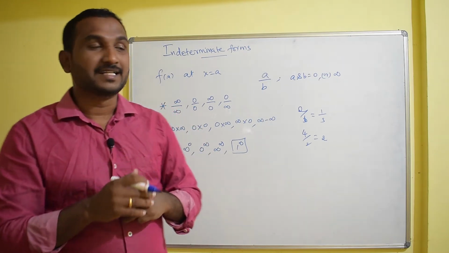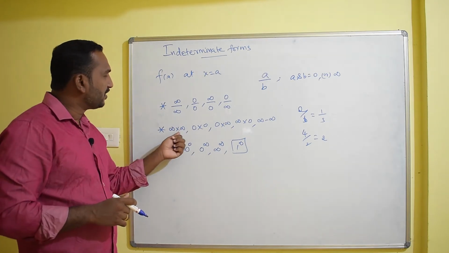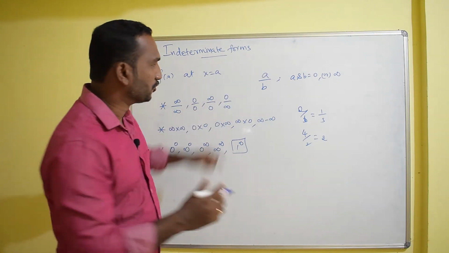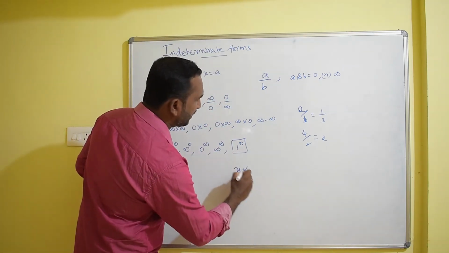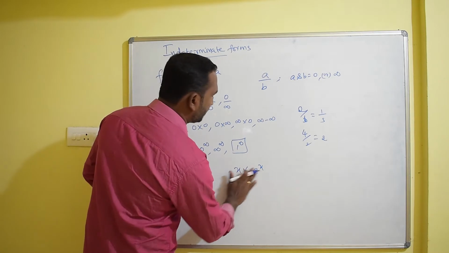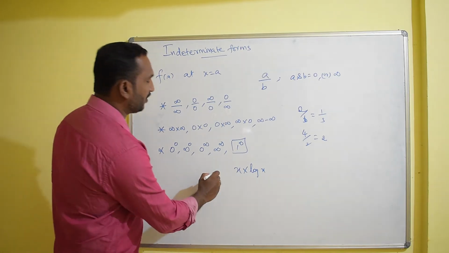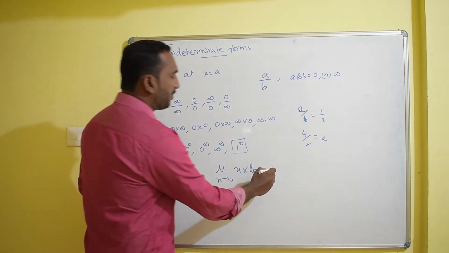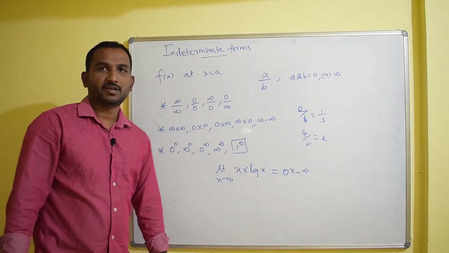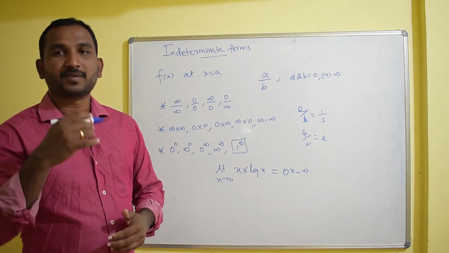So that's the first thing. Second thing: suppose instead of getting a by b, I get 0 into 0 or a product form. How can I bring it into a by b form? Suppose I have the function x into log x. If you apply the limit x tends to 0, this will become 0 into log 0, which is minus infinity, correct? 0 into minus infinity.